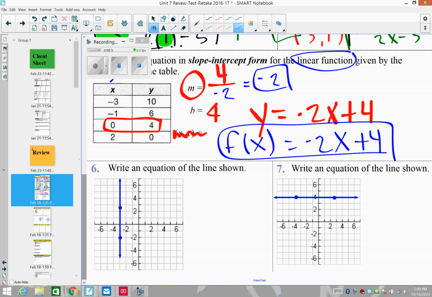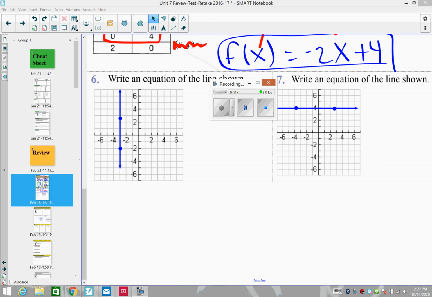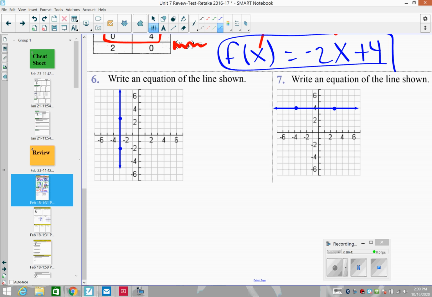All right, cool. What about for vertical horizontal lines? Final. How do we get to that final? Well, these ones are a little goofy, but slope, undefined.